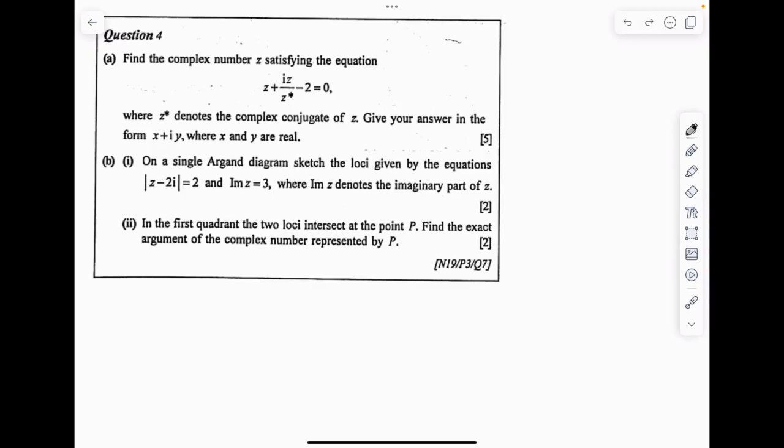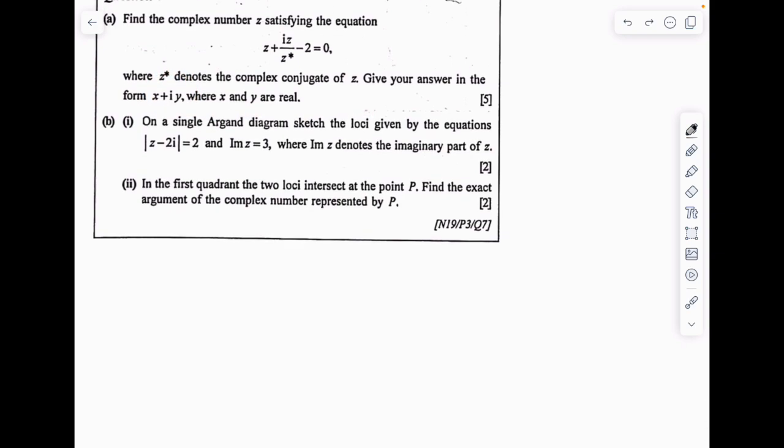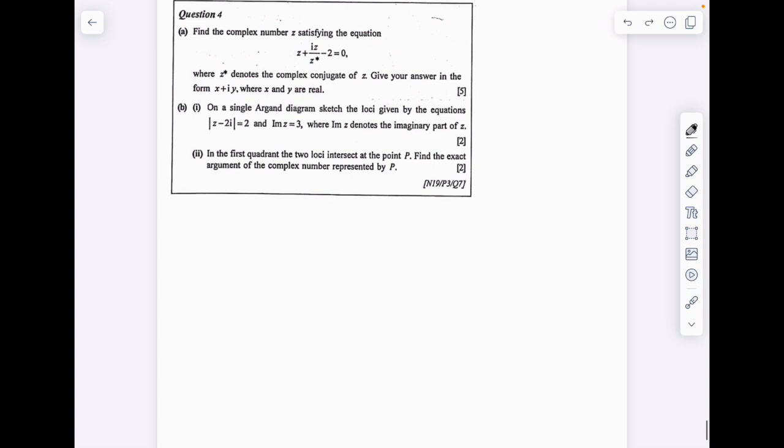Alright guys, now for question 4, what we've got is a complex number z satisfying the following equation. We need the answer in the form x plus iy. Right, how do we do this? Well, first things first, what do we need to do?